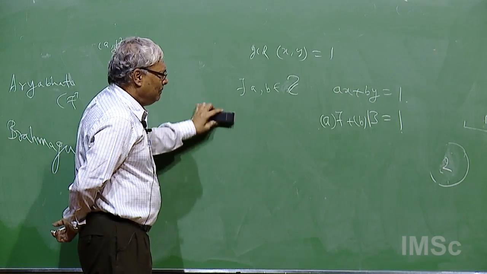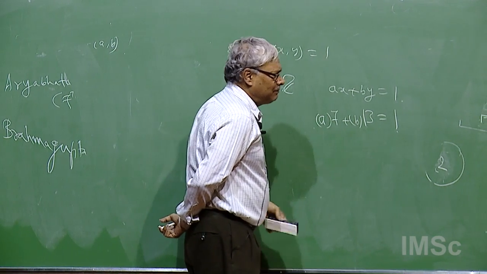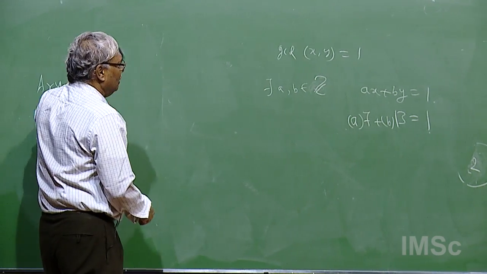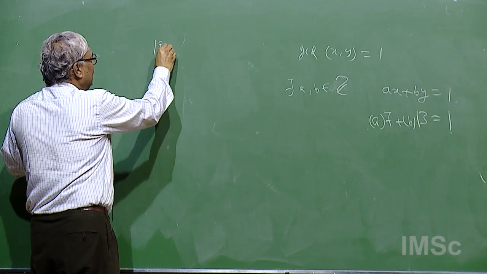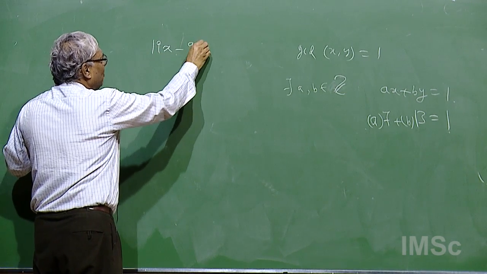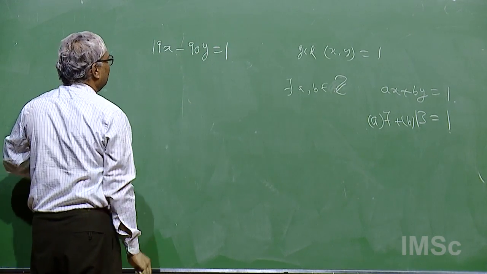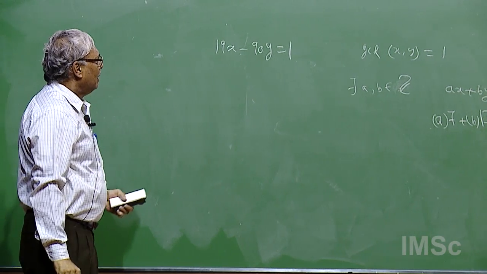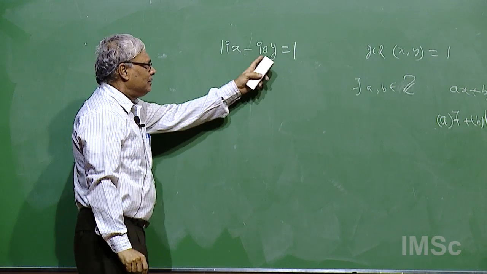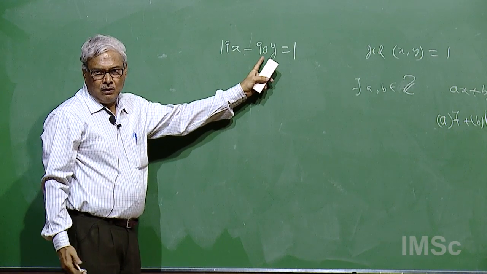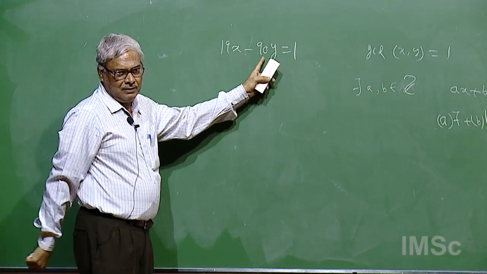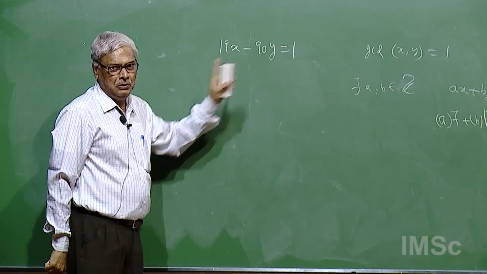There is also a procedure to find out these values. For example, if you want to solve, say, 19x minus 90y equals 1, then we know that the GCD of 19 and 90 is 1, because there is no common factor. 1 divides 1, therefore this must have solutions.